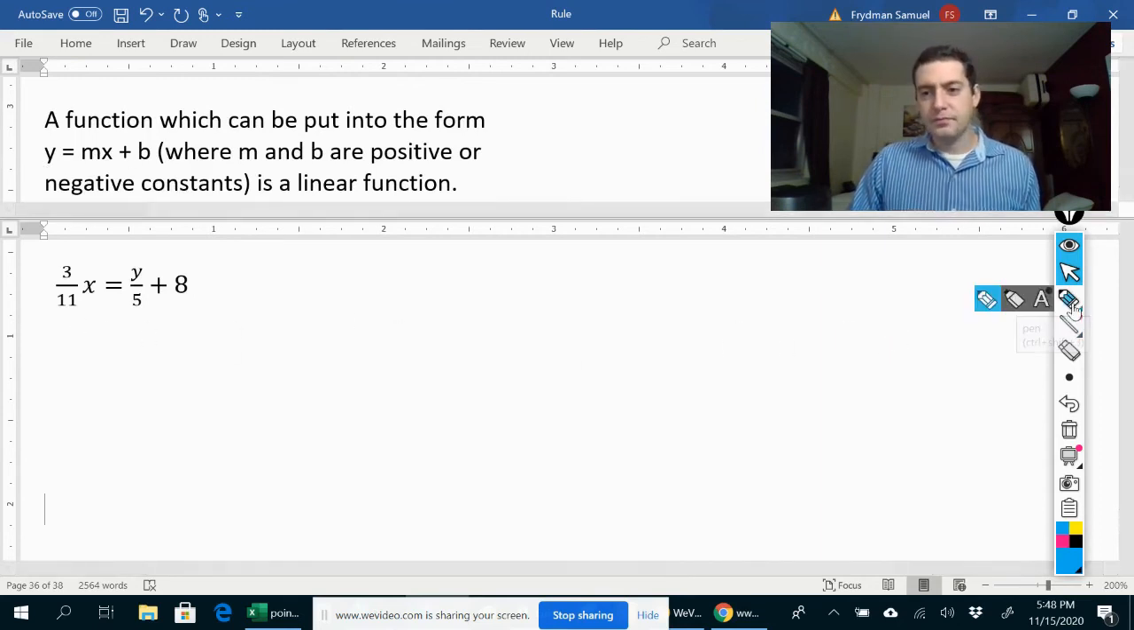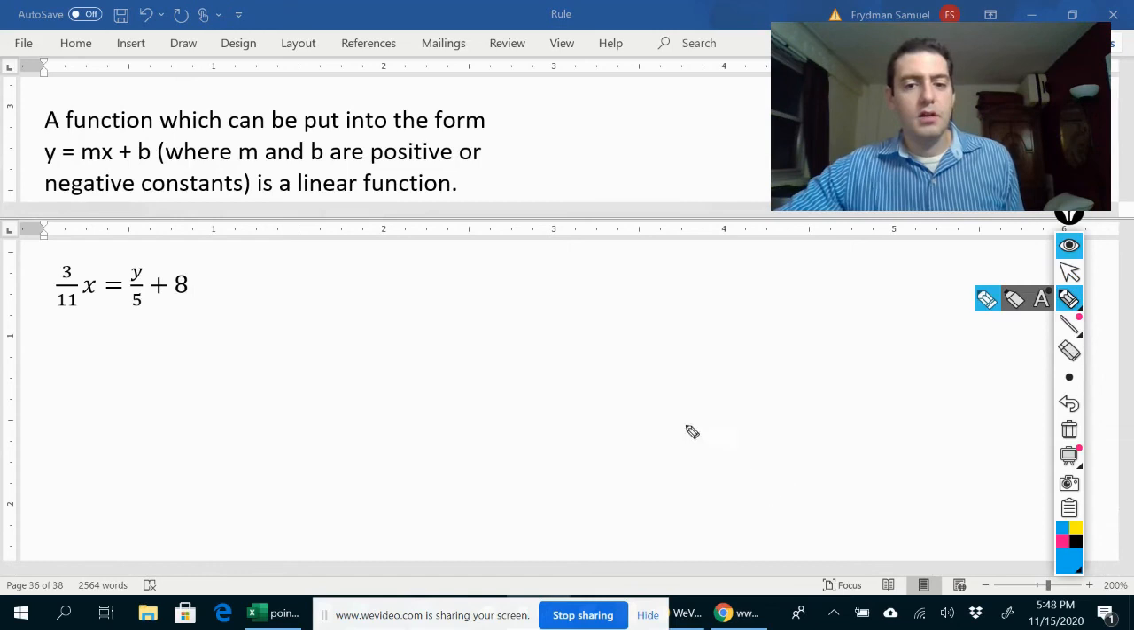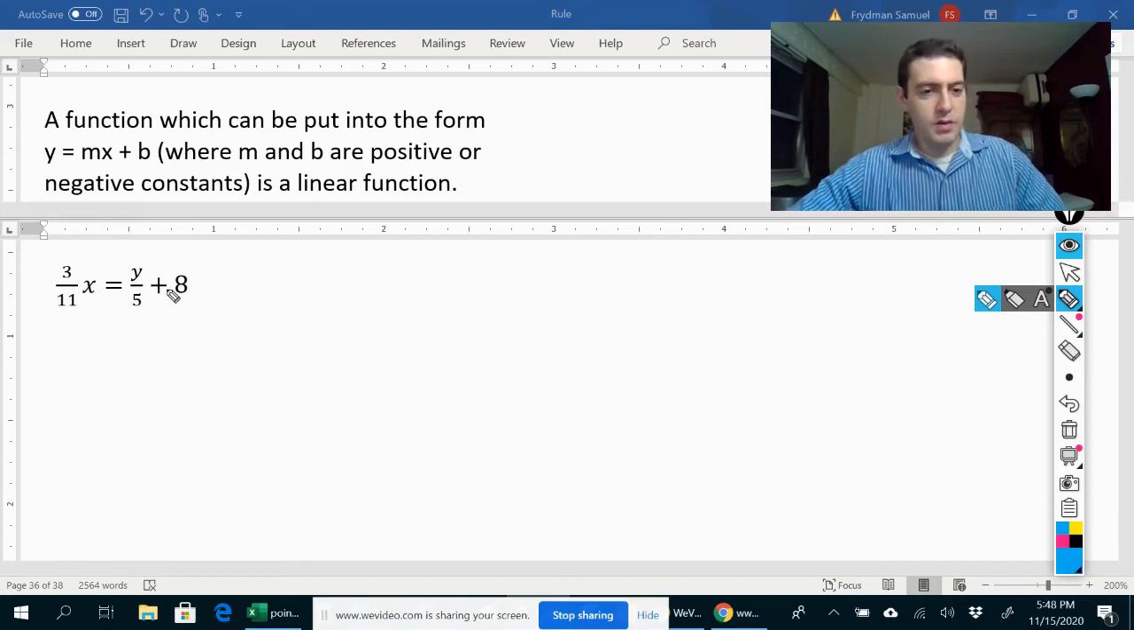So over here, the y is not by itself yet. I have a 5 here, I have an 8 here. So what I'm going to do is take away this 8. So let's subtract 8. That was plus 8. The inverse of addition is subtraction. So to get rid of it, I'll subtract 8.